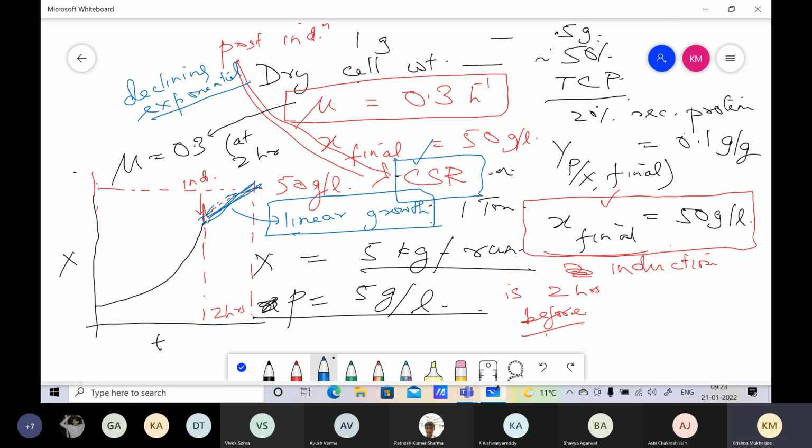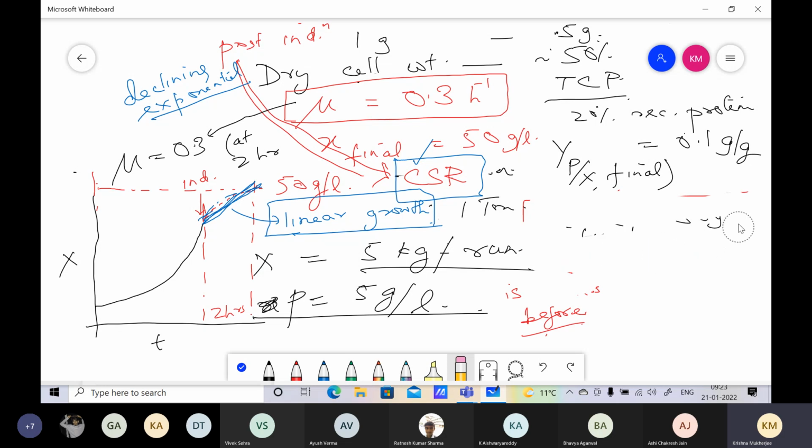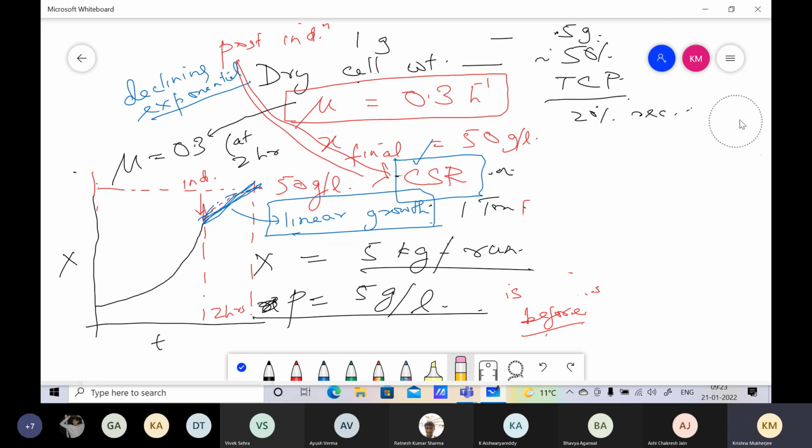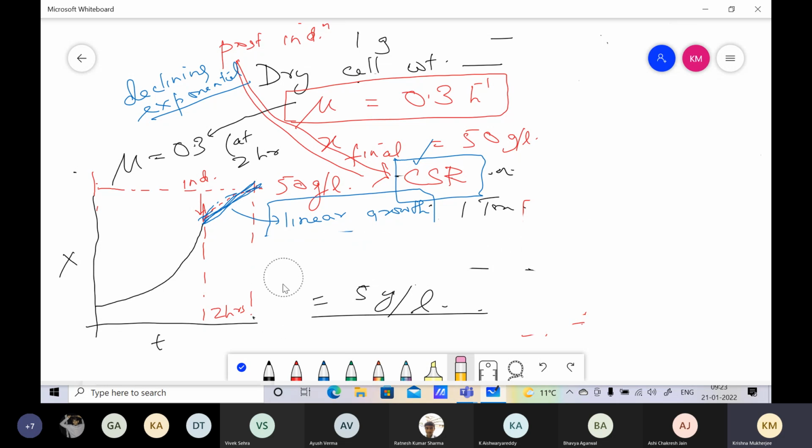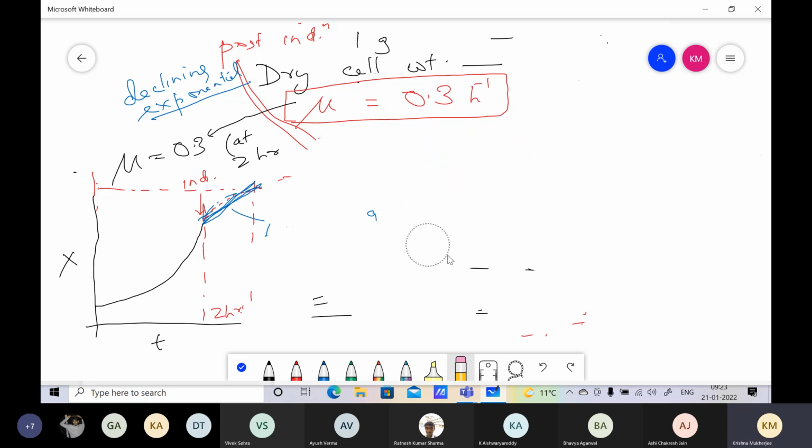Right. Now it's a very simple point, and I will do a little bit of arithmetic to solve this problem. Okay, I should not rub this out. Your X final is 50 grams because that is what is required to get 5 grams per liter, because your YP by X is 0.1. Now, if your X final is 50 grams and you are getting linear growth and your mu at the point of induction was 0.3, can you now do some simple arithmetic? Now, this is 0.3.